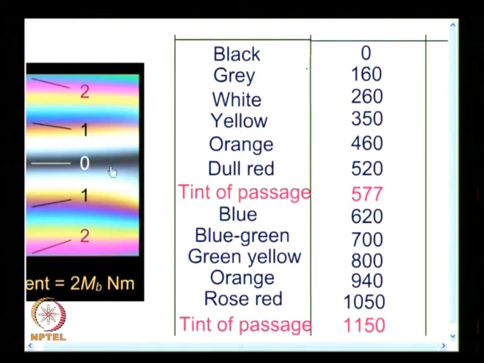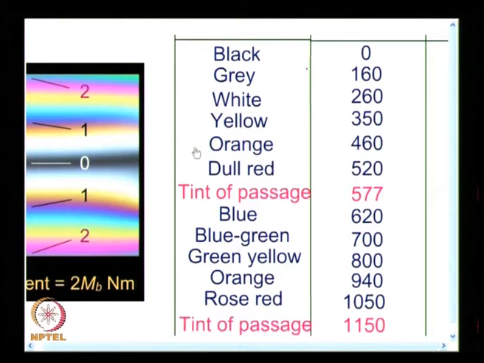You have a black color which I labeled as 0th fringe order, and we have the first transition as tint of passage, fringe order 1. If you look at the color sequence, it goes from black to grey, white, yellow, orange, dull red and tint of passage.